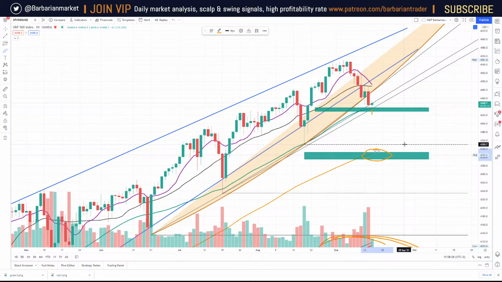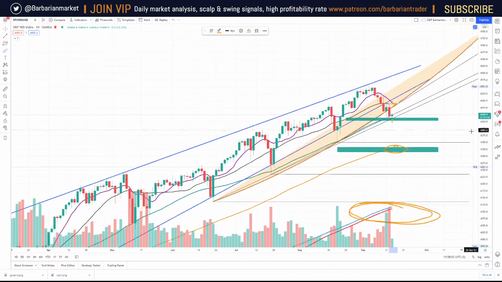So if we have a look at the 9 moving average, it starts to put a lot of selling pressure, and soon they will cross the 21 moving average. So we have pretty high selling pressure, all right?